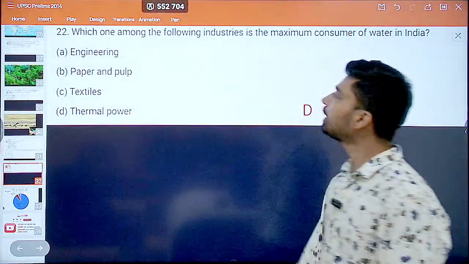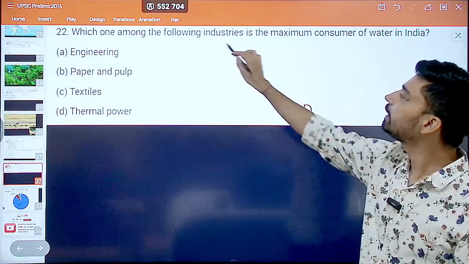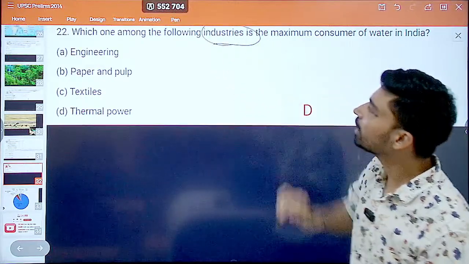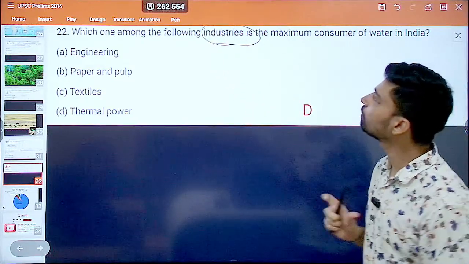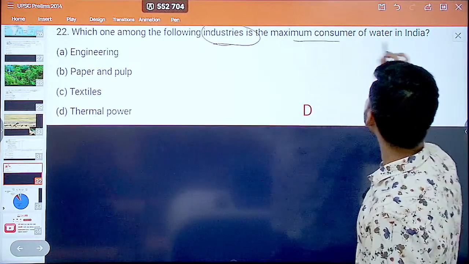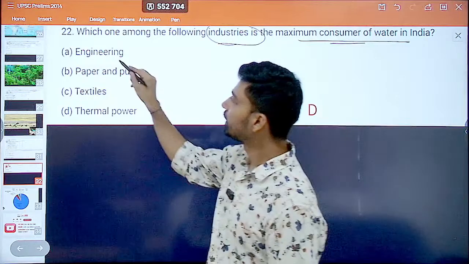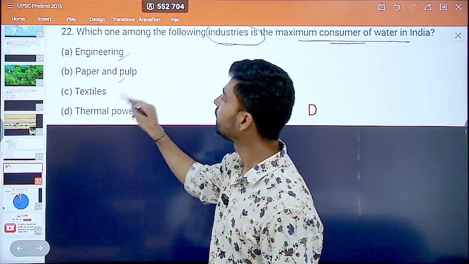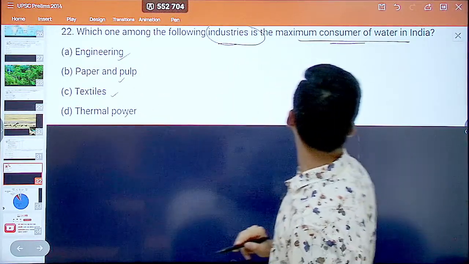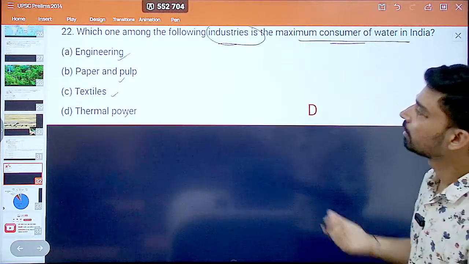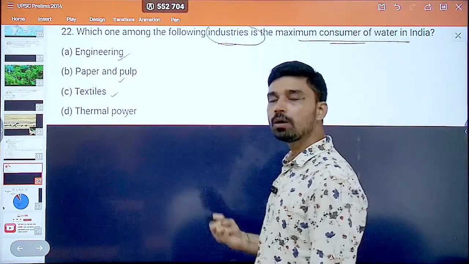In this year, the last question which we can discuss is related to industries, where a question has been asked: which one among the following industries is the maximum consumer of water in India. 4 options are given: engineering, paper and pulp, textiles and thermal power. Now in this case, all these are water guzzling industries.